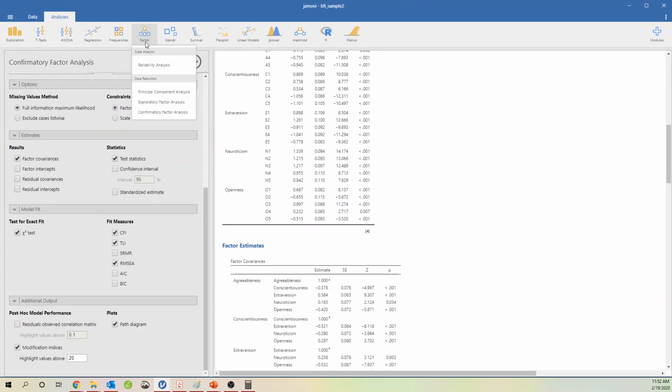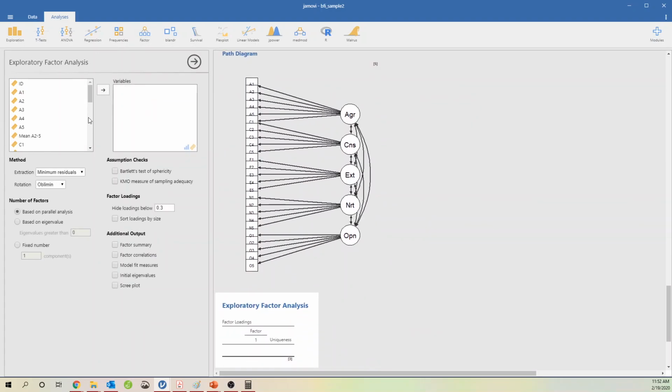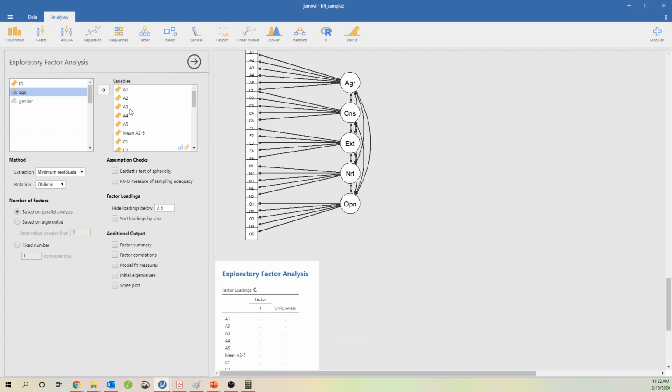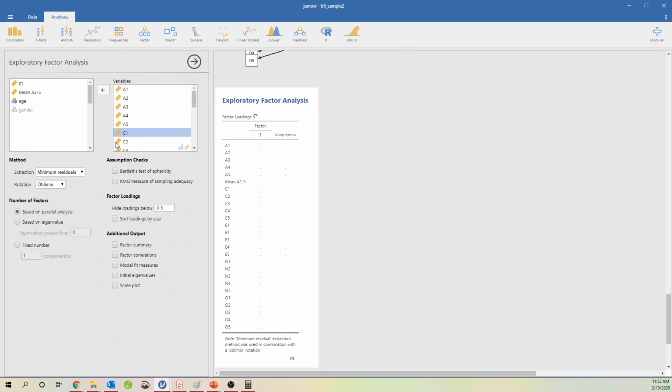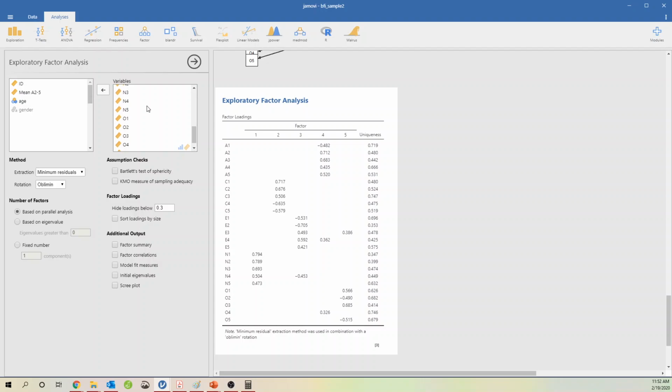Go to Factor, Exploratory Factor Analysis. We're going to again pop in all of our variables. We're going to not include this funky one that we made up. So this is again the same list of A, C, E, and O. And it has come up with 1, 2, 3, 4, 5 factors.